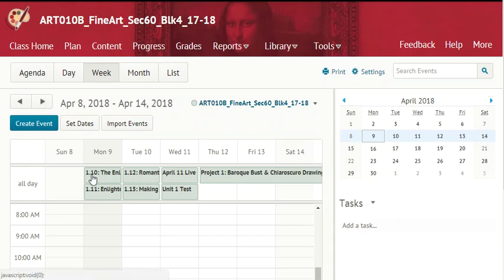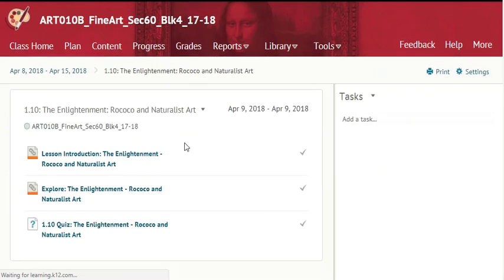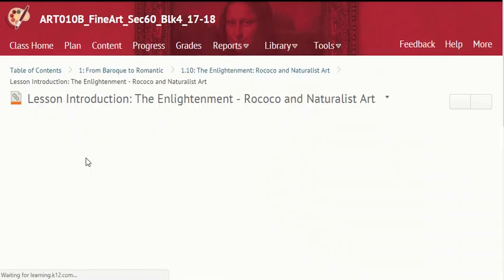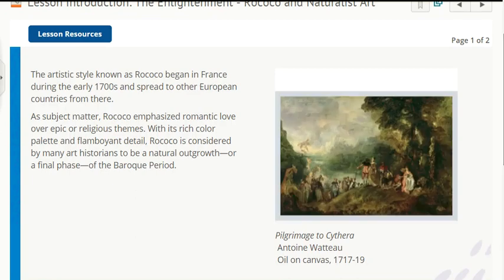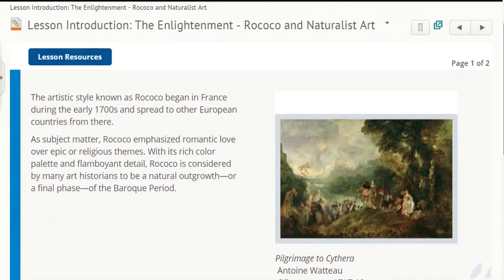Hi students. All right, so today we're doing 1.10, the Enlightenment, Rococo, and Naturalist art. You can get there through the plan by clicking more. That'll take you right to the content link. The artistic style known as Rococo.